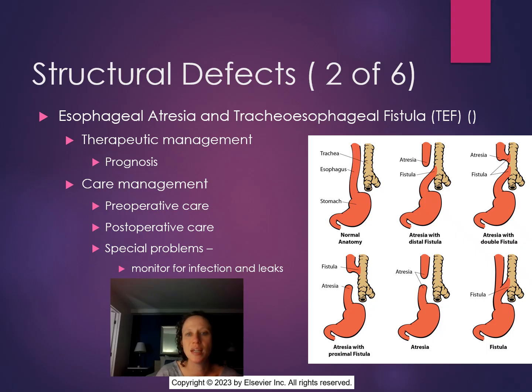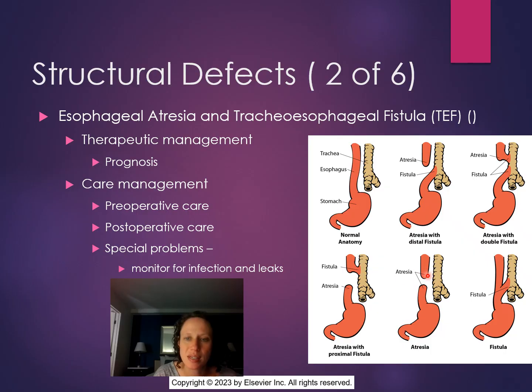So you can see this is our normal anatomy. We have our trachea, we have our esophagus, and then our atresia. So this is where we have complete atresia of our esophagus. It does not go down at all into our stomach. Our trachea actually does. Okay, so we have complete atresia. Over here we have atresia with a fistula. So there is a pathway down.